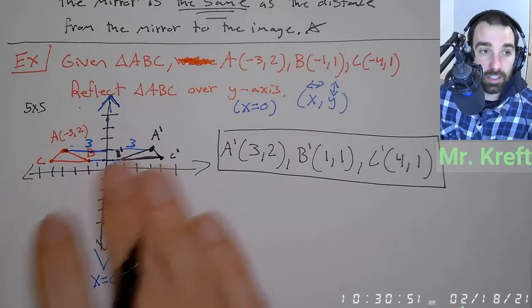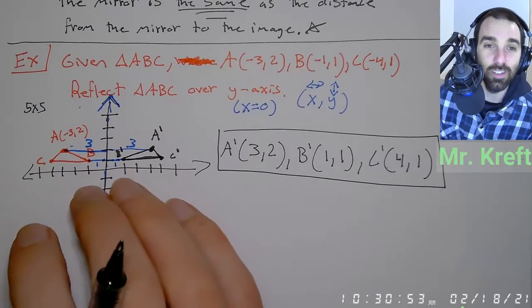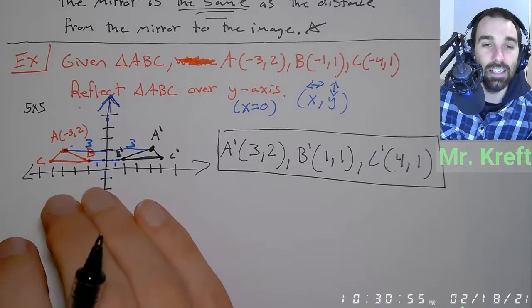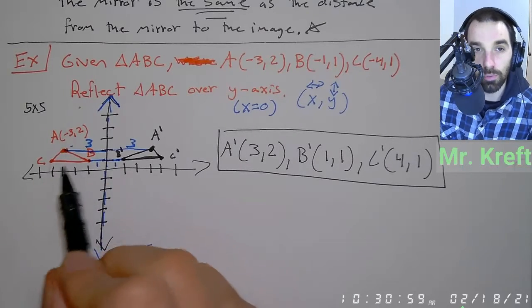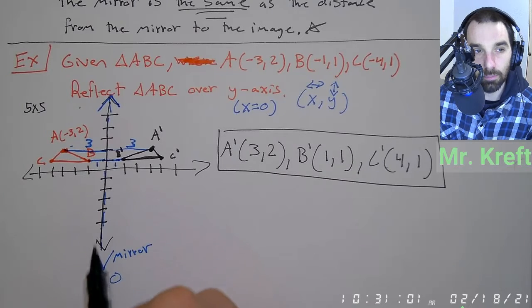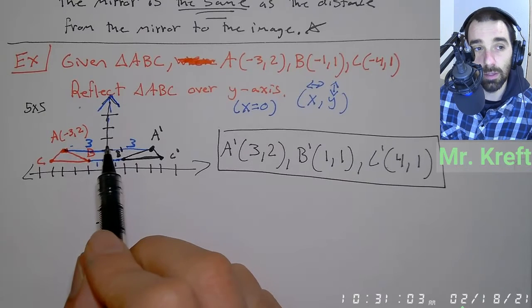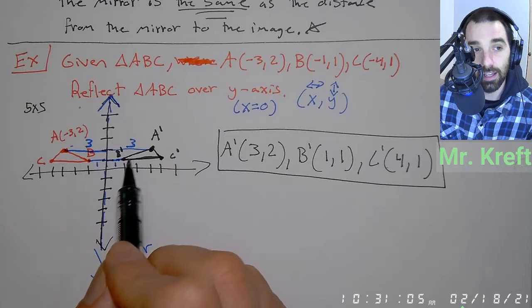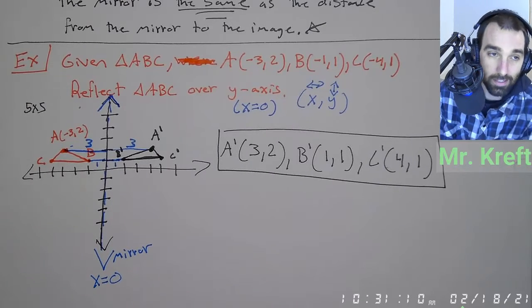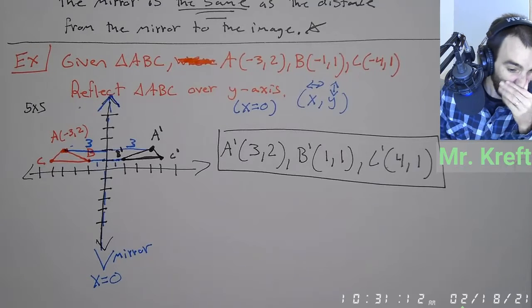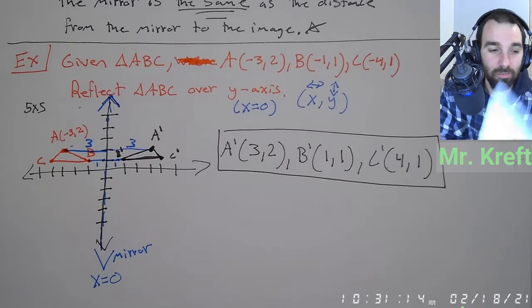Okay, so again, this here doesn't have to be super detail oriented. All we're doing is mimicking using graph paper. So I plotted the original pre-image. I drew in my mirror. I found the distance between my mirror and the image. And then I'm able to create my image. That's it. Okay, well, that's it for doing some basic ones.